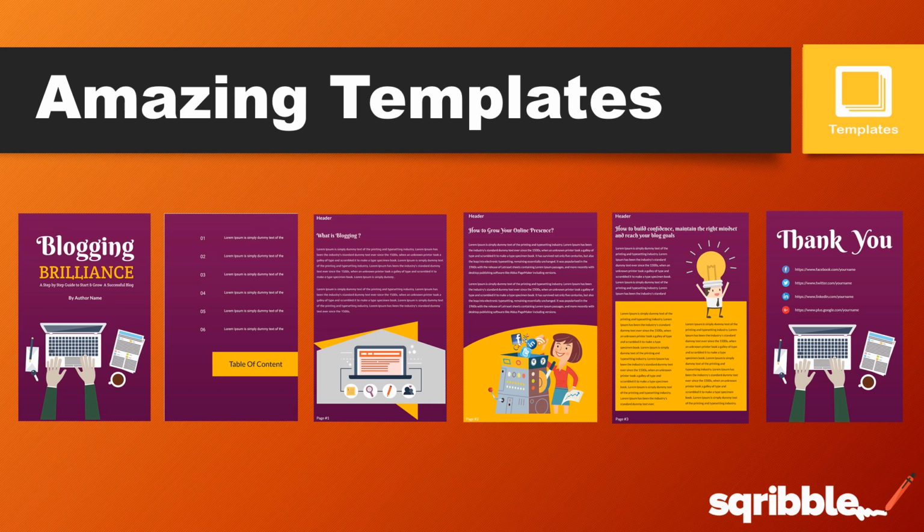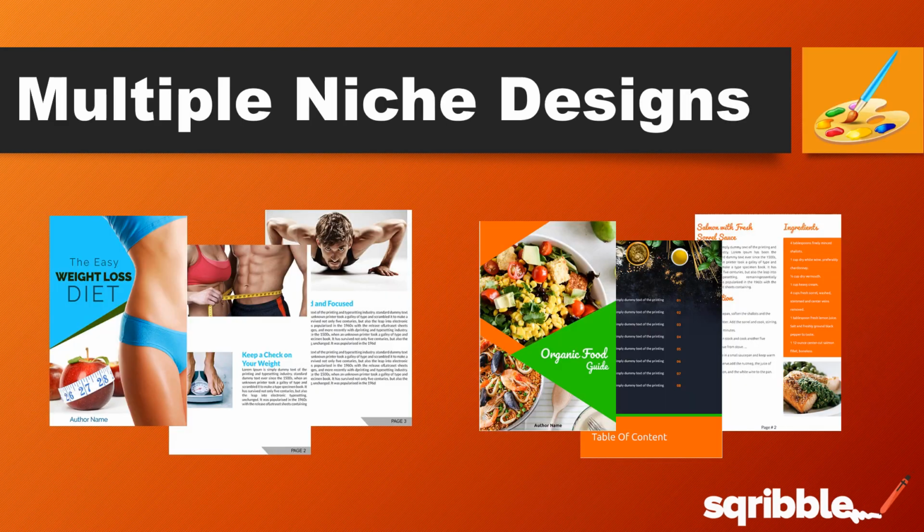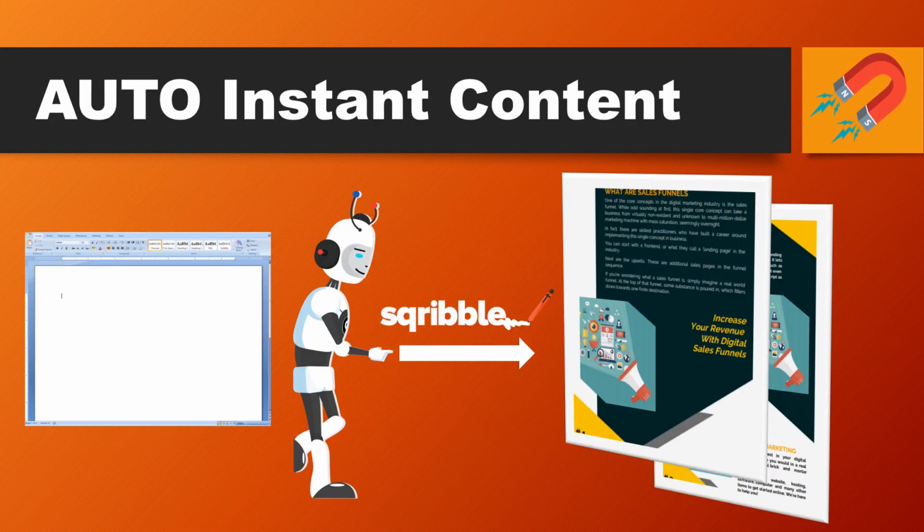Now, there's amazing templates inside. I've got something on the screen there for you, but there are all different types of themes, feels, and styles for any type of project. In fact, there are designs in there for all types of niches. So whatever industry you're in, there's going to be a template inside with lots of different designs for you. Now, this is a massive feature of Sqribble.